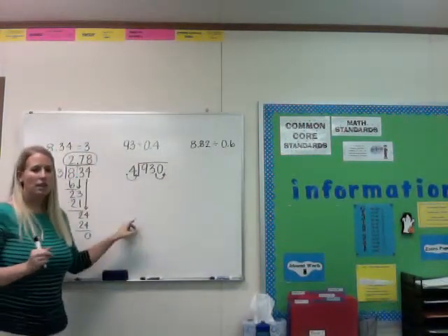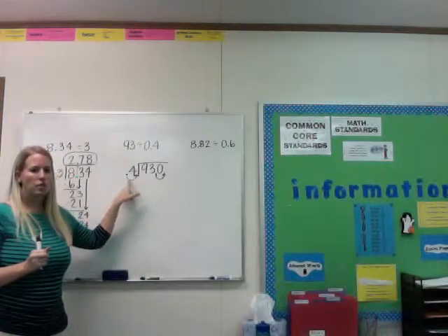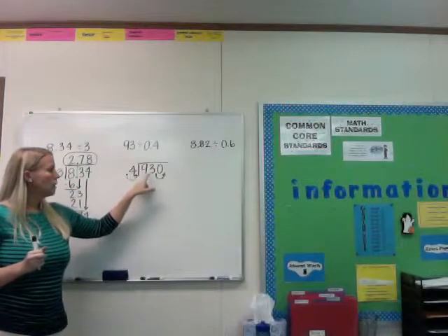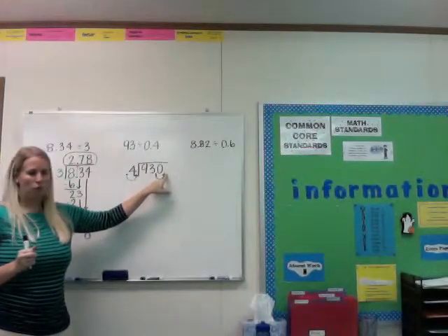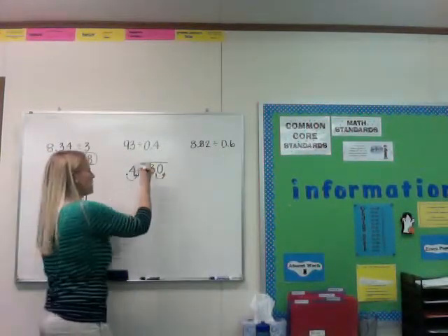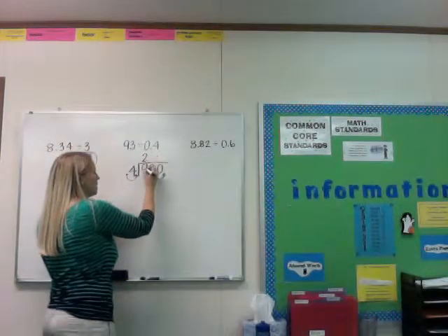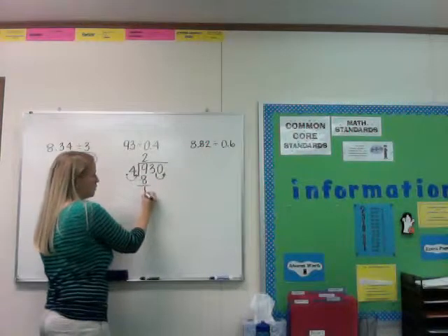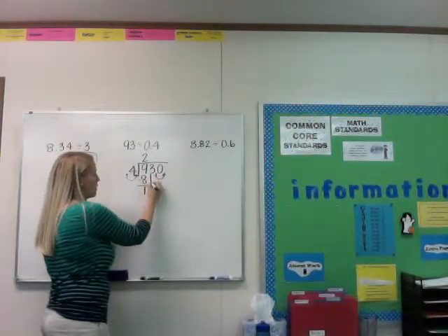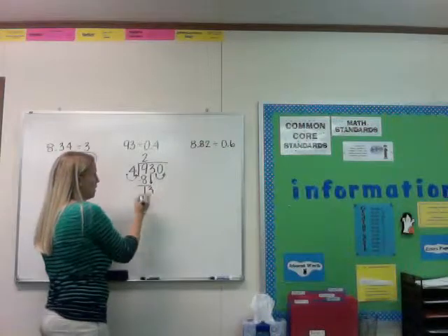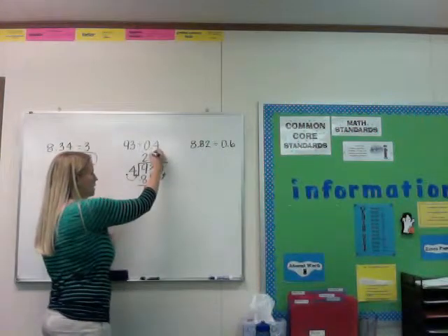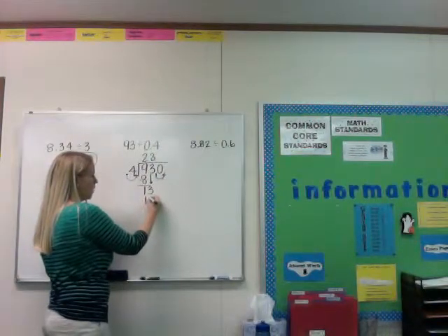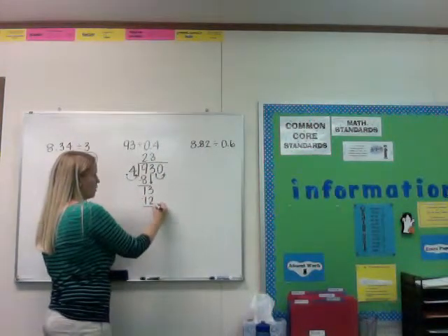Now we're going to treat it like it's 930 divided by 4. This is no longer a decimal. We moved it over. So 4 goes into 9 2 times. 2 times 4 is 8, which will give me a remainder of 1. Bring down my 3. 4 goes into 13 3 times. 3 times 4 is 12. That'll give me a remainder of 1.